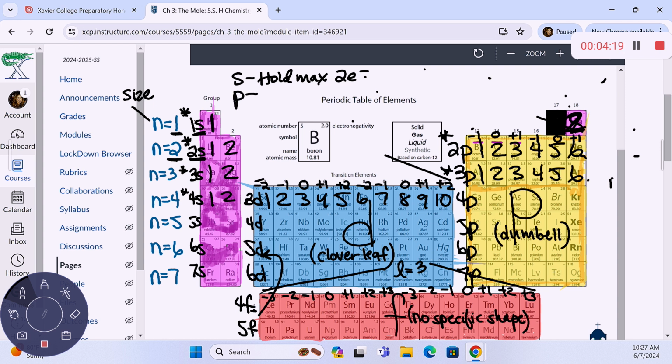Okay? So, in general, the S's can hold a maximum of 2 electrons. The P's can hold a maximum of 6 electrons. The D's can hold a maximum of 10 electrons. And then the F's have 14 boxes, so they can hold a maximum of 14 electrons. Okay? This is known as writing electron configurations. Okay, so we're going to go back to your book. Let me know when you're ready.